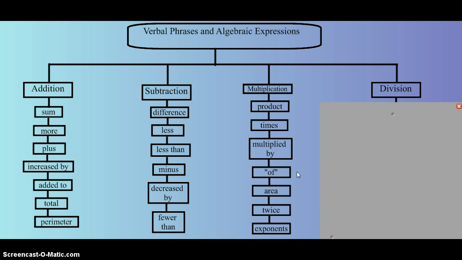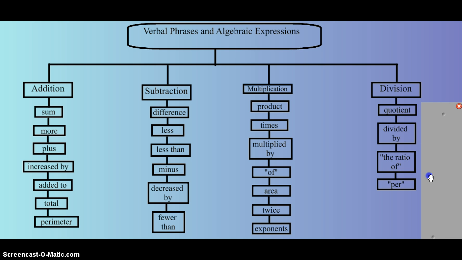Of typically means multiplication. Area is very similar to the perimeter example that we looked at here, where if you have 2 measurements, you do have to multiply them together to get the area. If we say twice, then of course that means that you double something, so you might also want to write down double. And then we're going to look at some exponents in just a second. Pause the video if you need to and copy these down.